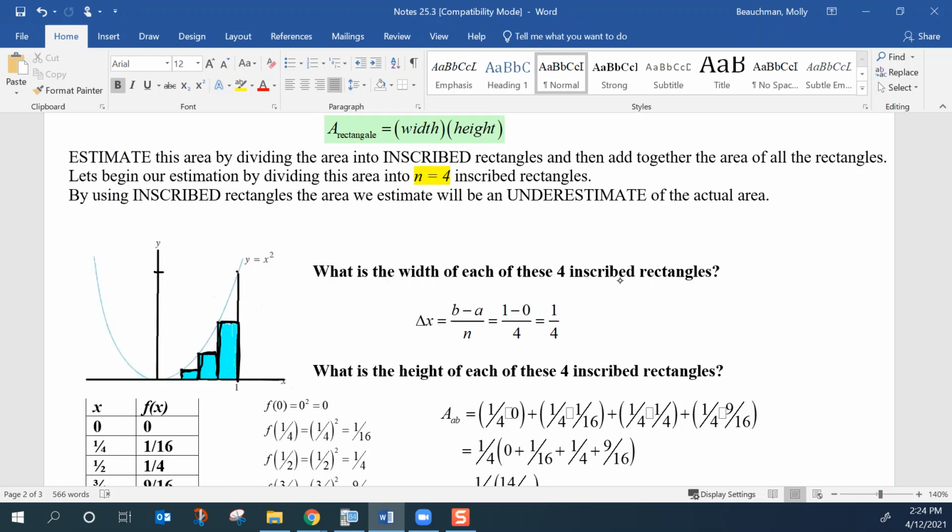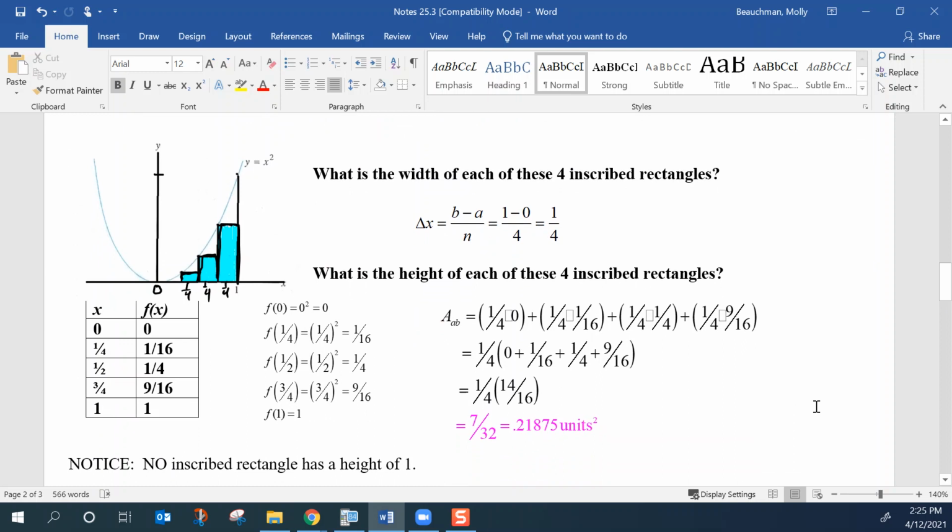The width of each of these rectangles, going from 0 to 1, is 1 minus 0, which is the length of the x interval, divided by 4. So each rectangle has a width of 1/4. Then how do you find the height of each? Our inscribed rectangles start from 0 to 1/4. The height of the rectangle at 0 is 0. You only see 3 pictured here, but the area of that first rectangle is 0 because the height is 0.